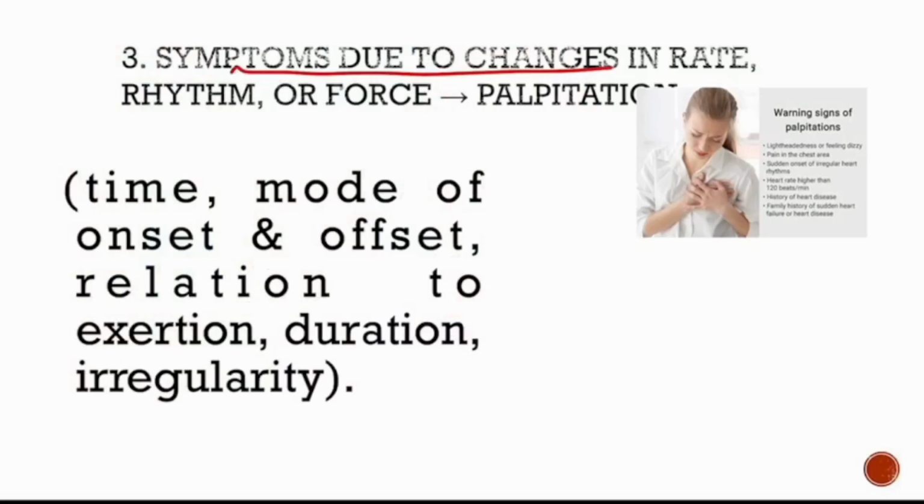We should go into the details of time, mode of onset to offset, relation to exertion, duration, irregularity, etc. The minimum thing you should ask is whether it is a fast one. Ask the patient to tap on the thigh or tap on the table like this. It will be an exact replica of the palpitation. You can approximately identify the rate, whether it is slow like this, rapid like this, rapid and irregular like this, or occasional thudding like this. So even the rhythm can be to some extent identified.